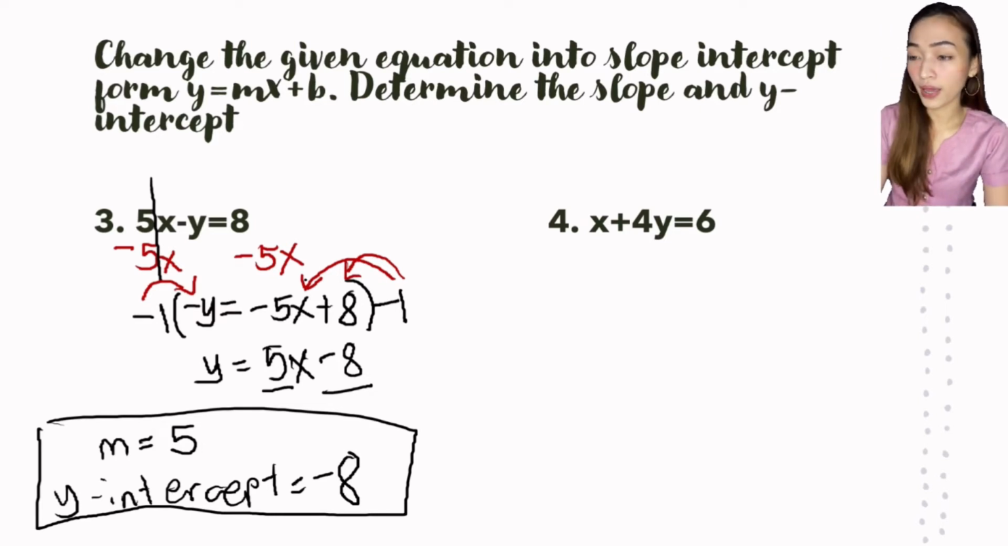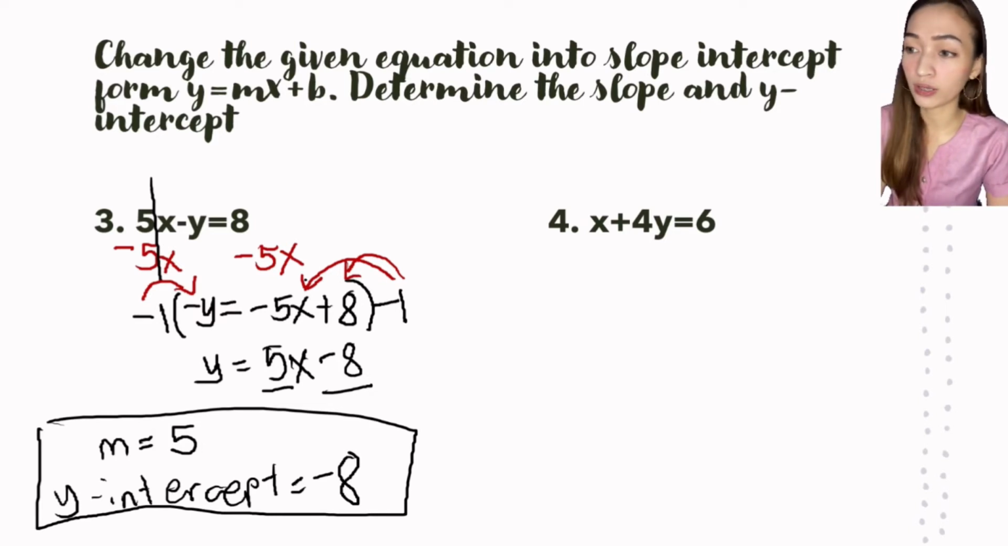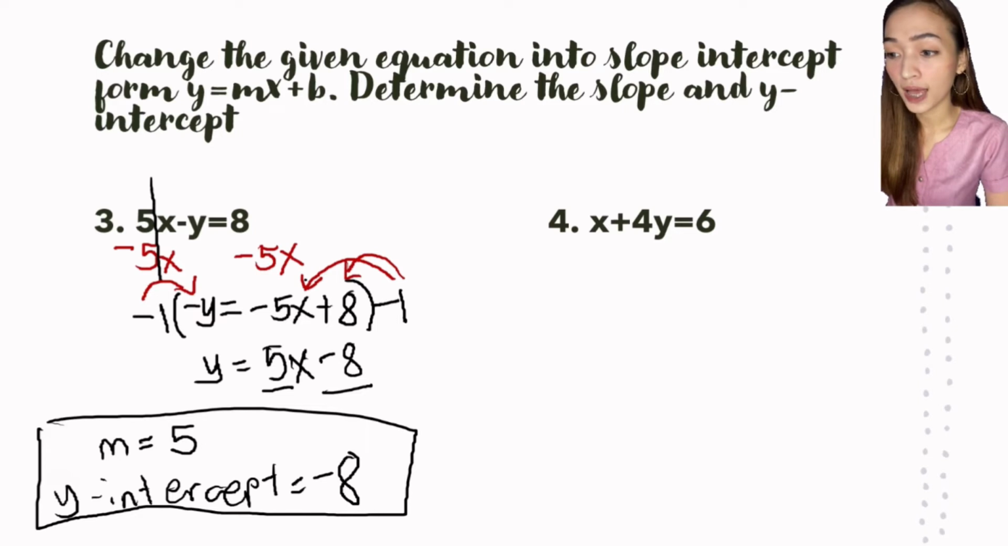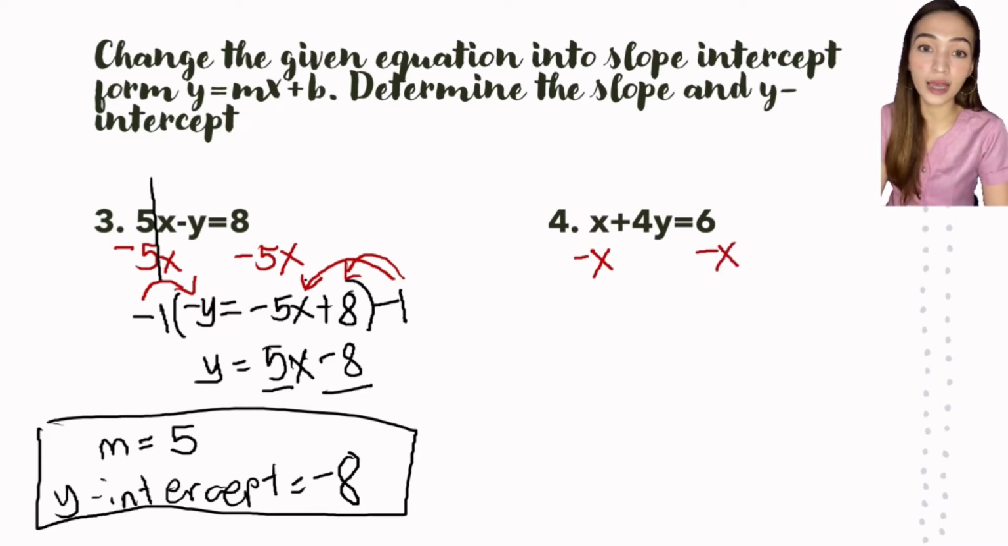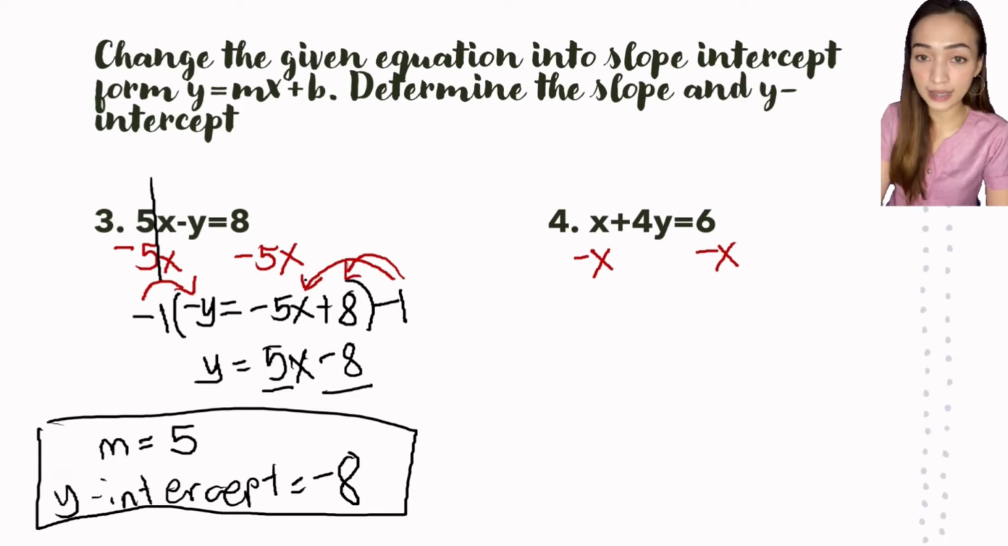In number 4, we have x plus 4y equals 6. Again, let's add the opposite sign of our x. So, the opposite of positive x is negative x. Okay? And also here in our right hand side, since our constant is already at the right hand side, we don't need to add the opposite sign of our constant.